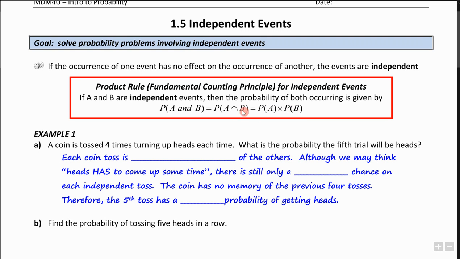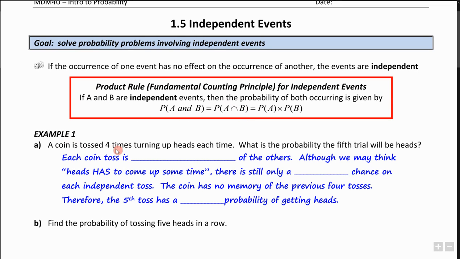Compare this with what we did in the previous lesson. We were looking at the probability of A or B, so one or the other event happening. But this time we're looking at the probability of both events happening, the probability of A and B, assuming that both events are independent. So let's look at an example.